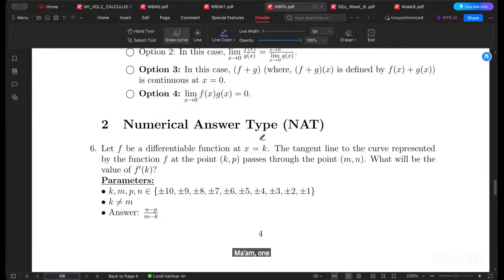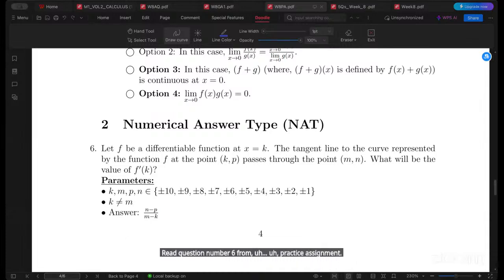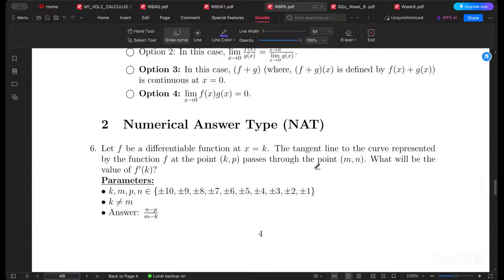Ma'am, 1 minute, my portal is opening. Ma'am, somehow my portal is not opening. Can somebody else help read question number 6 from the practice assignment? Okay, no issues. I can just assign some random values. We have a word problem. I will just assign some random values.